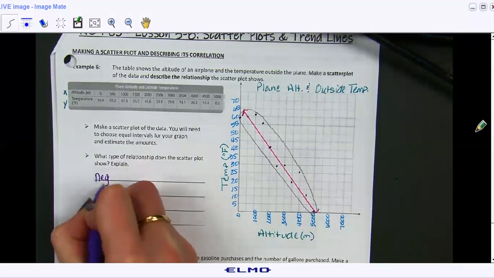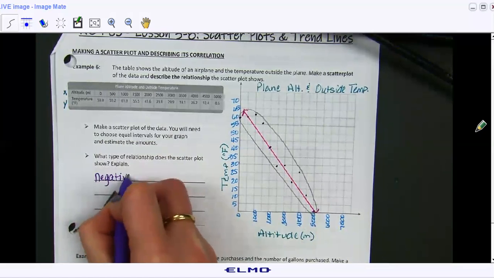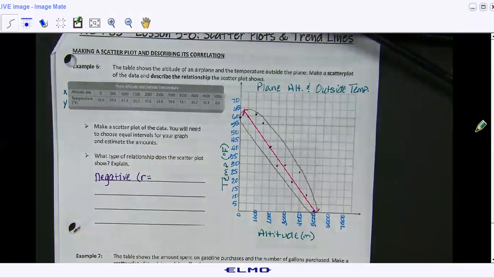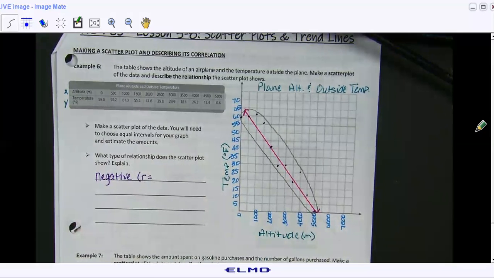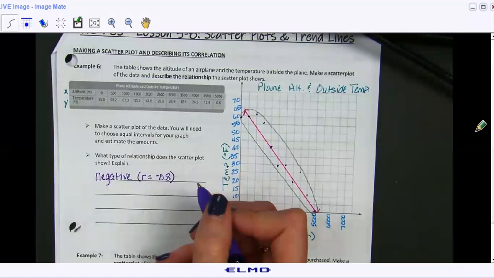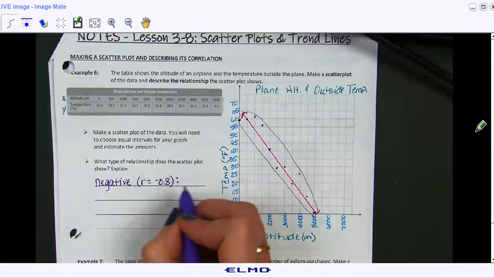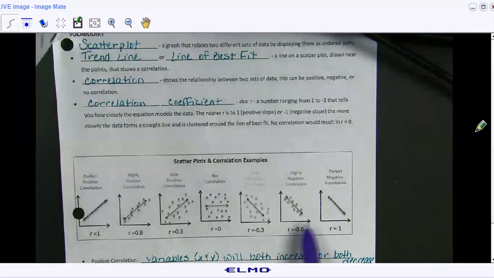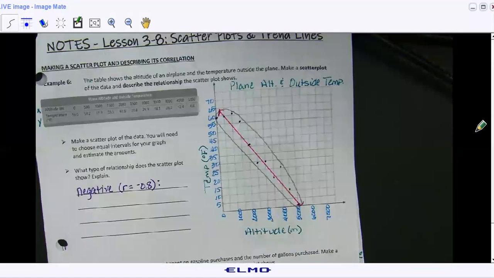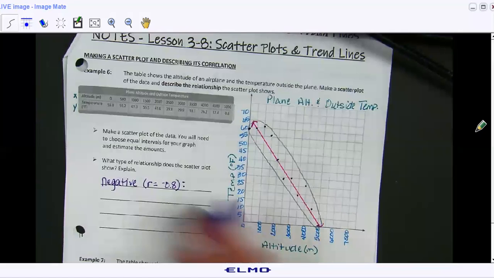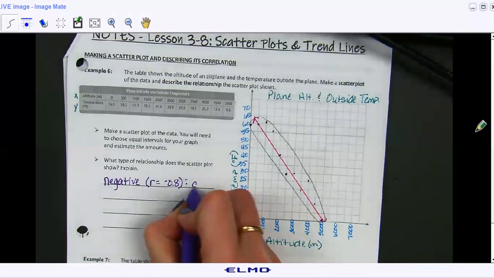And then next to negative, I'm going to estimate my correlation coefficient. What do you guys think that's going to be? I think it's going to be close to -1. Okay, so negative 0.8. We just guessed. Remember the graphs on the front, these right here. We're just kind of looking at them. It looks very close to this graph right here. It's going to be from positive 1 to -1.